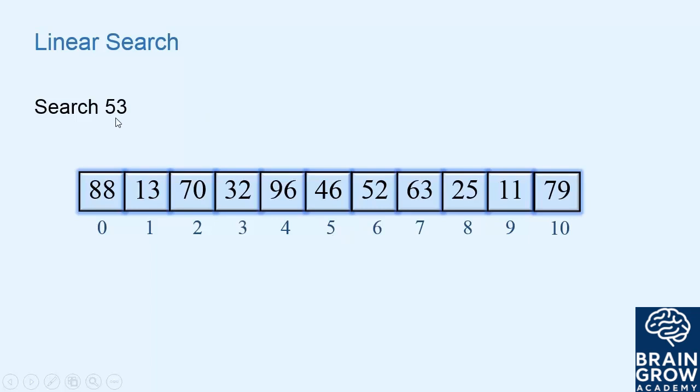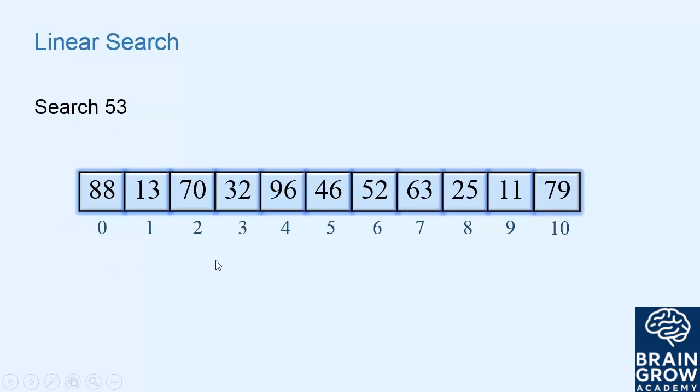Now suppose we have to find this value 53. We compare with all the elements of the array one by one and we reach the end of the array. But this value was not found. This means that this value 53 is not present in the array and our search is unsuccessful.